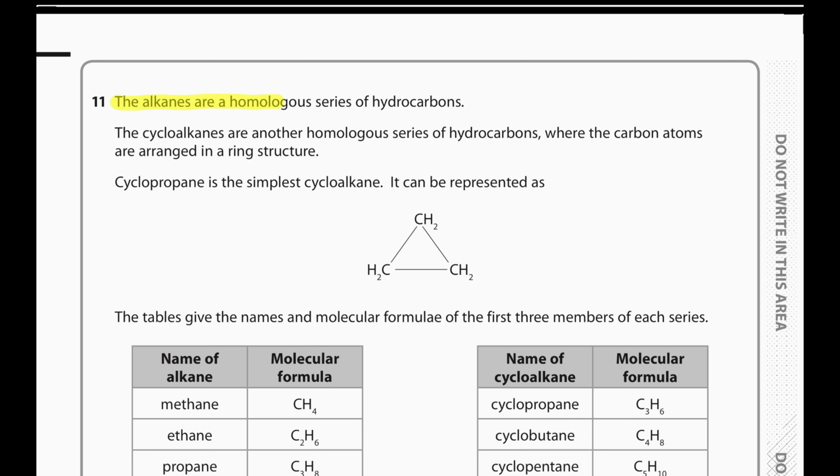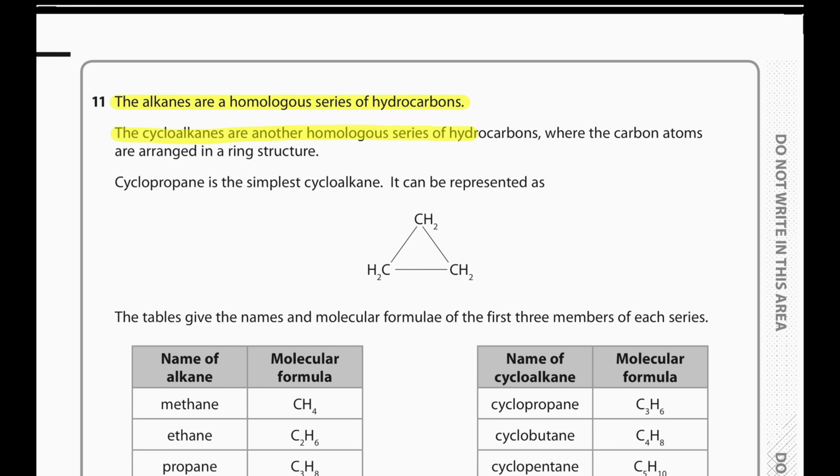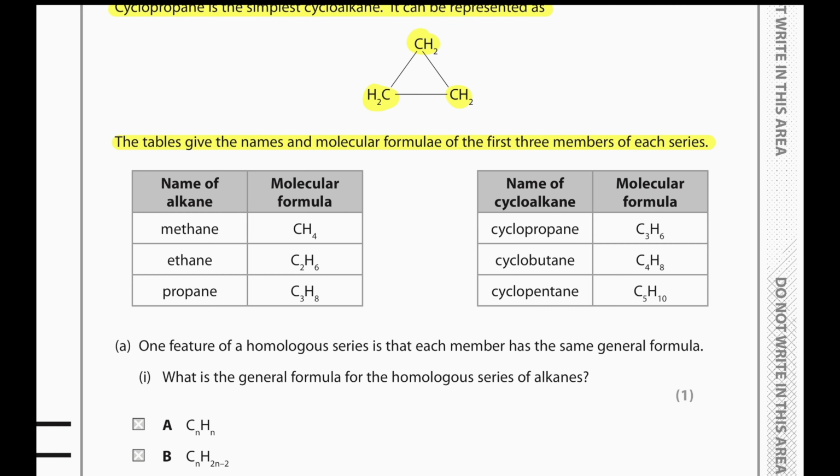The alkanes are a homologous series of hydrocarbons. The cycloalkanes are another homologous series of hydrocarbons where the carbon atoms are arranged in a ring structure. Cyclopropane is the simplest cycloalkane. It can be represented as you can see in the diagram. The table gives the name and molecular formula of the first 3 members of each series. So you can see methane, ethane, and propane. And in cycloalkanes, it starts from cyclopropane, then cyclobutane, and then cyclopentane.